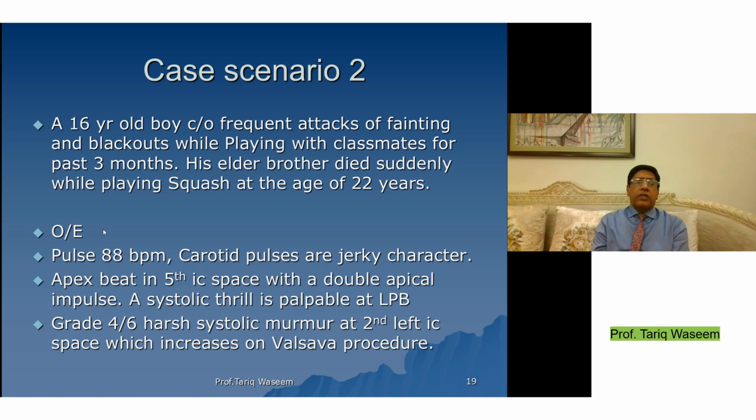On examination, his pulse is 88 beats per minute. The carotid pulse has a very particular jerky character, that there is an abrupt rise and then it is felt like a jerk. The apex beat is in the fifth intercostal space, and it is felt as if a double apex beat or double apical impulse. A systolic thrill is palpable at the left parasternal border, and a grade 4 by 6 harsh systolic murmur at the second left intercostal space, and this murmur gets exaggerated by doing a Valsalva maneuver.